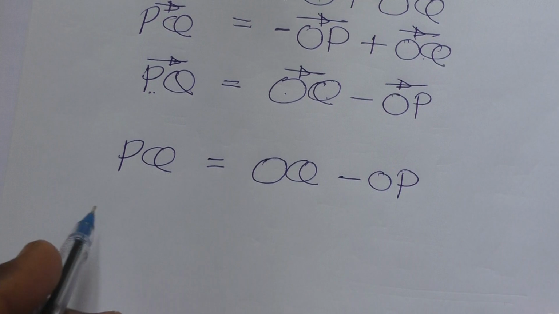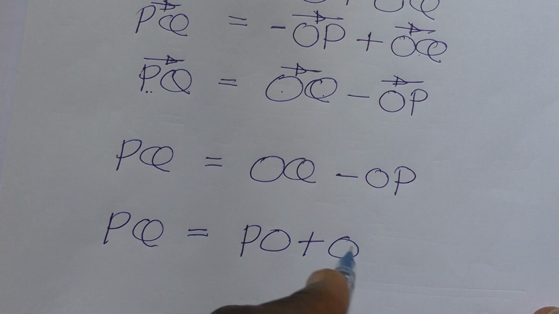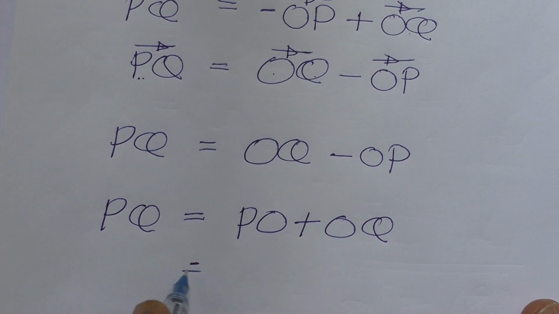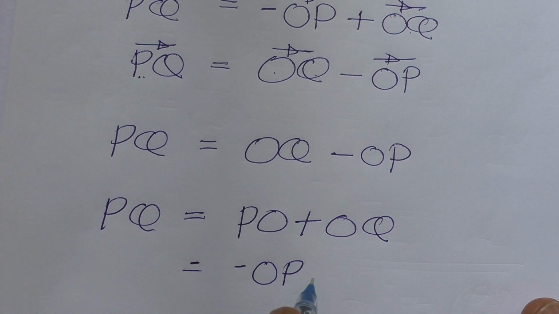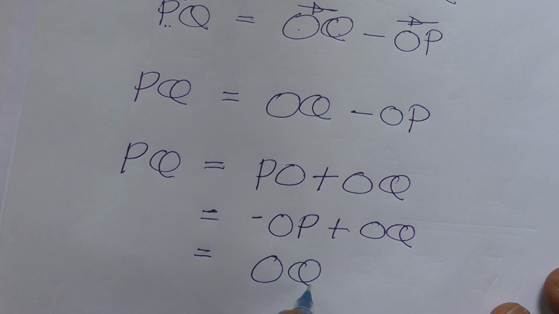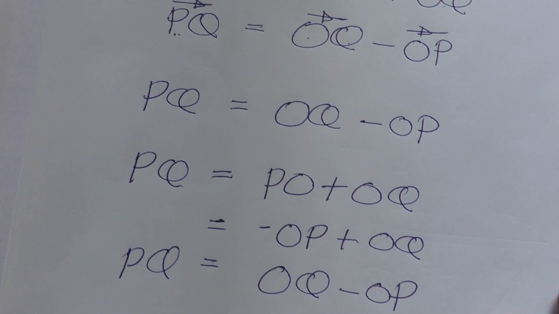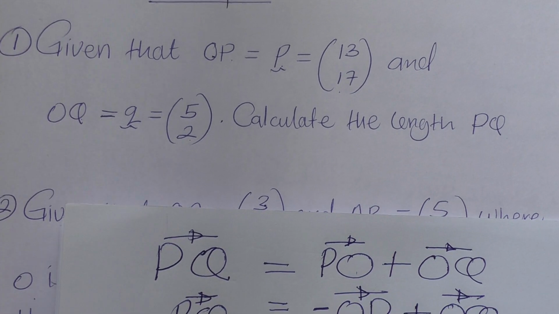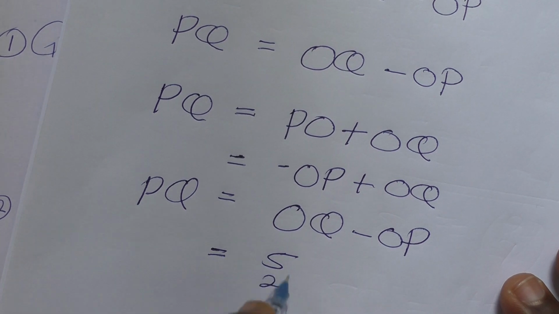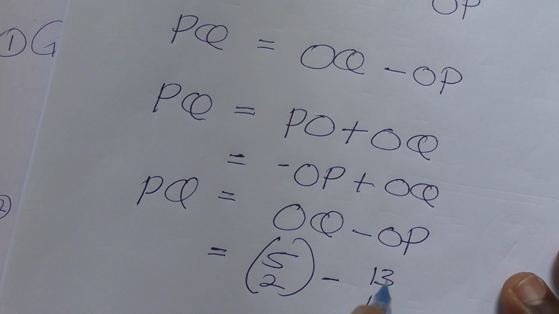Or we can derive this by saying that PQ equals PO plus OQ, but PO is negative OP, plus OQ. When we start with the positive, that is OQ minus OP. That's how we get PQ. And now in the question, we are given OQ, so we substitute.